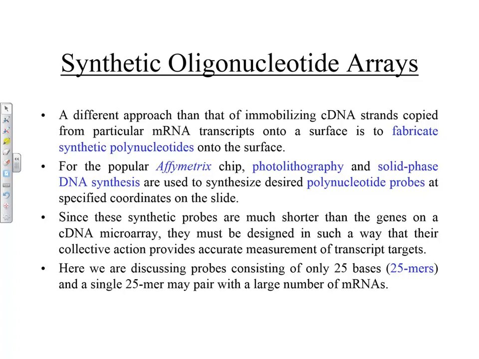A different approach than immobilizing cDNA or complementary DNA strands from particular messenger RNA transcripts onto a surface is to fabricate synthetic polynucleotides onto the surface. For the popular Affymetrix chip, photolithography and solid phase DNA synthesis are used to synthesize desired polynucleotide probes at specified coordinates on the slide. Since these synthetic probes are much shorter than the genes, these might be like 25 base pairs, while a gene will be thousands, kilo base pairs.